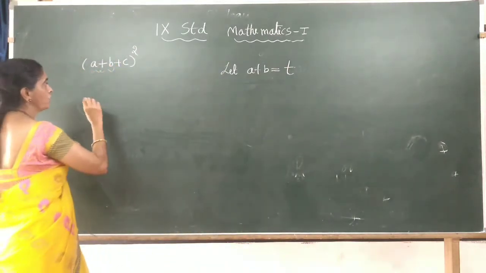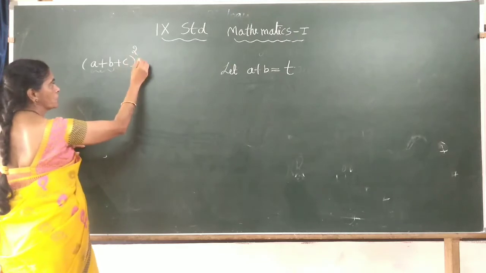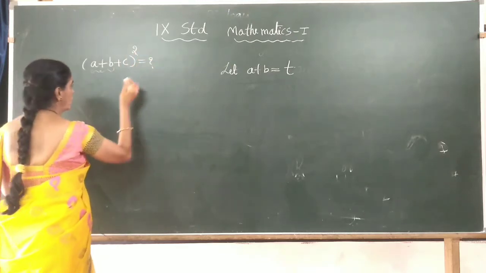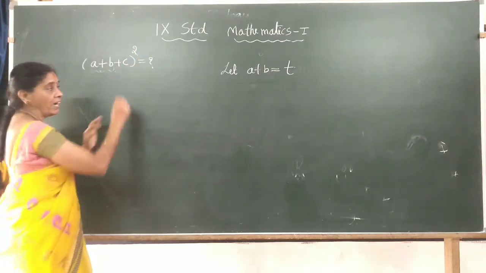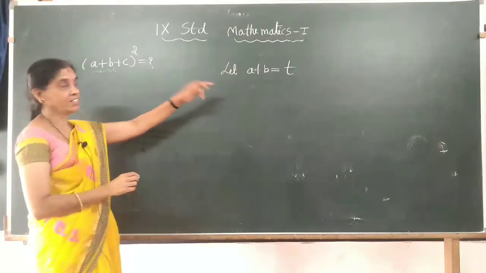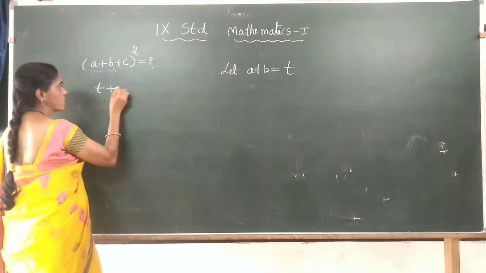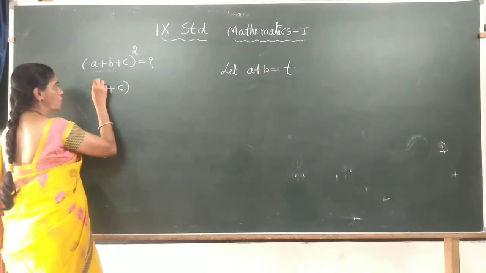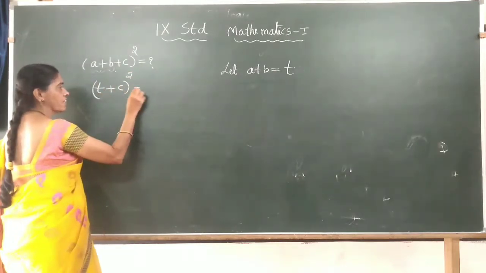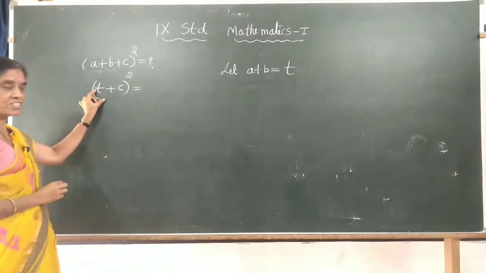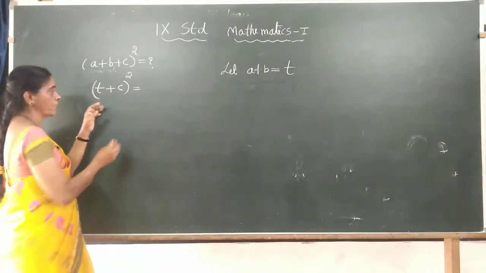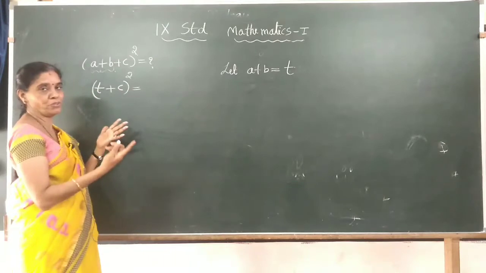Now what I will do? A plus b plus c whole square is how much? In place of a plus b, I will take t. A plus b as t here plus c whole square. I will do it this way: a plus b is t plus c, its whole square. Now it is a plus b form, you know that.